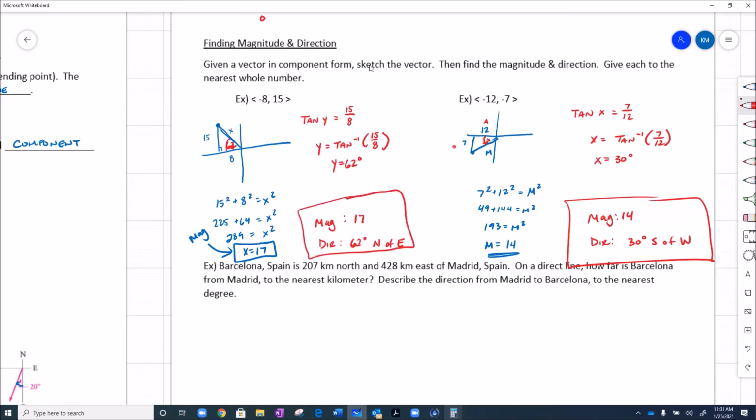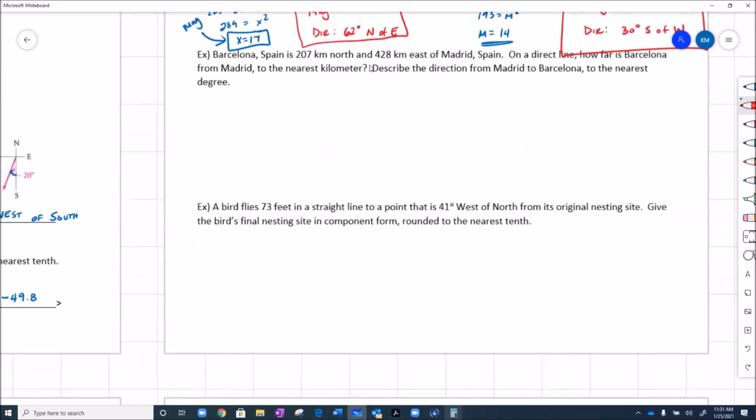All right, last 2 problems here, looking at some word problems. It says Barcelona, Spain is 207 kilometers north and 428 kilometers east of Madrid, Spain. On a direct line, how far is Barcelona from Madrid to the nearest kilometer? Describe the direction from Madrid to Barcelona to the nearest degree.